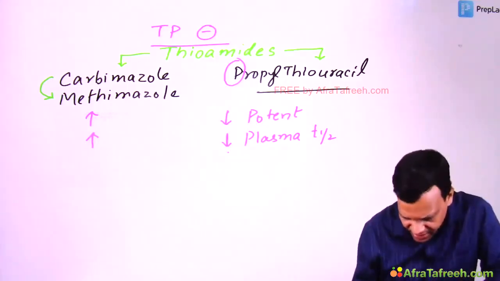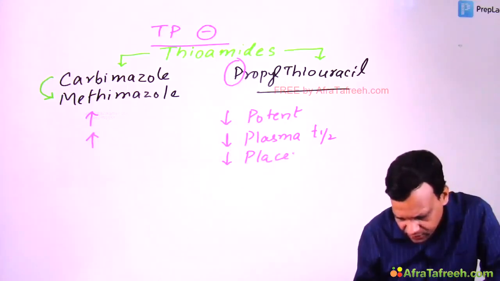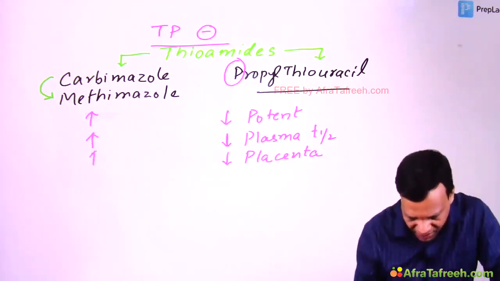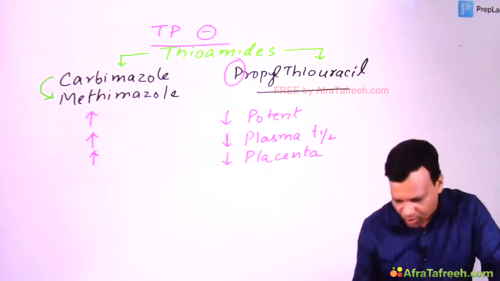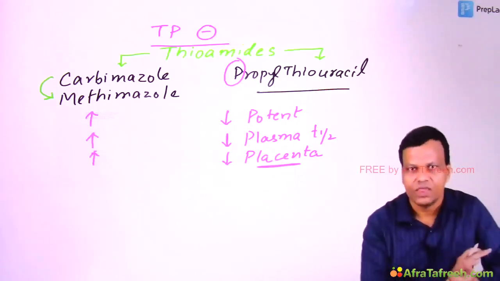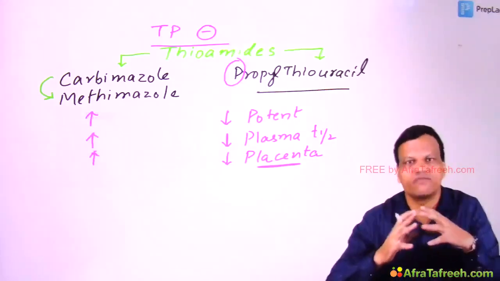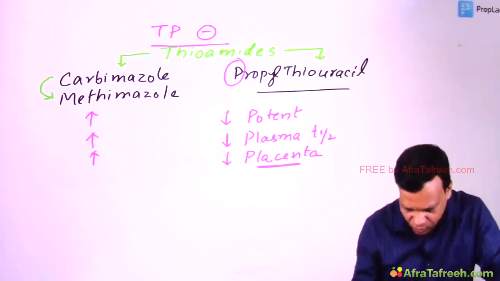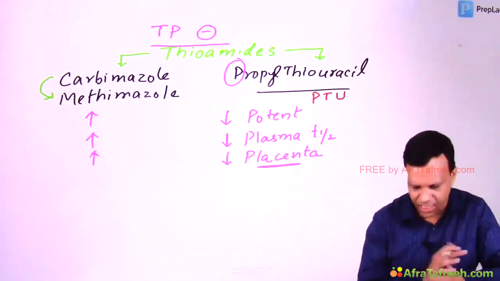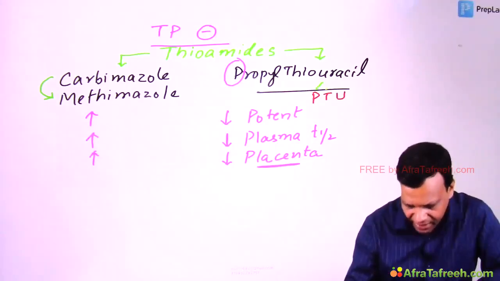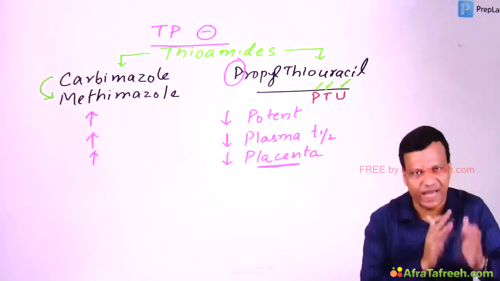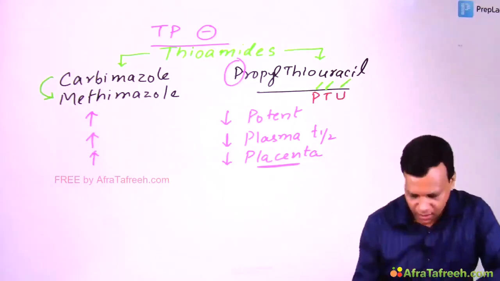And third, it has less transfer across the placenta. Propyl thiouracil crosses the placenta less, whereas carbimazole and methimazole can cross more. Because it crosses the placenta less, it is preferred in first trimester of pregnancy. Propyl thiouracil is the drug of choice in first trimester of pregnancy, and from the name you can remember, propyl thiouracil is commonly written as PTU. Propyl thiouracil, पहले ट्राइमेस्टर में यूज करते हैं. Okay? तो प्रोपाइल थायोयूरासिल इट इज यूज्ड इन फर्स्ट ट्राइमेस्टर, पहले ट्राइमेस्टर में यूज करते हैं.